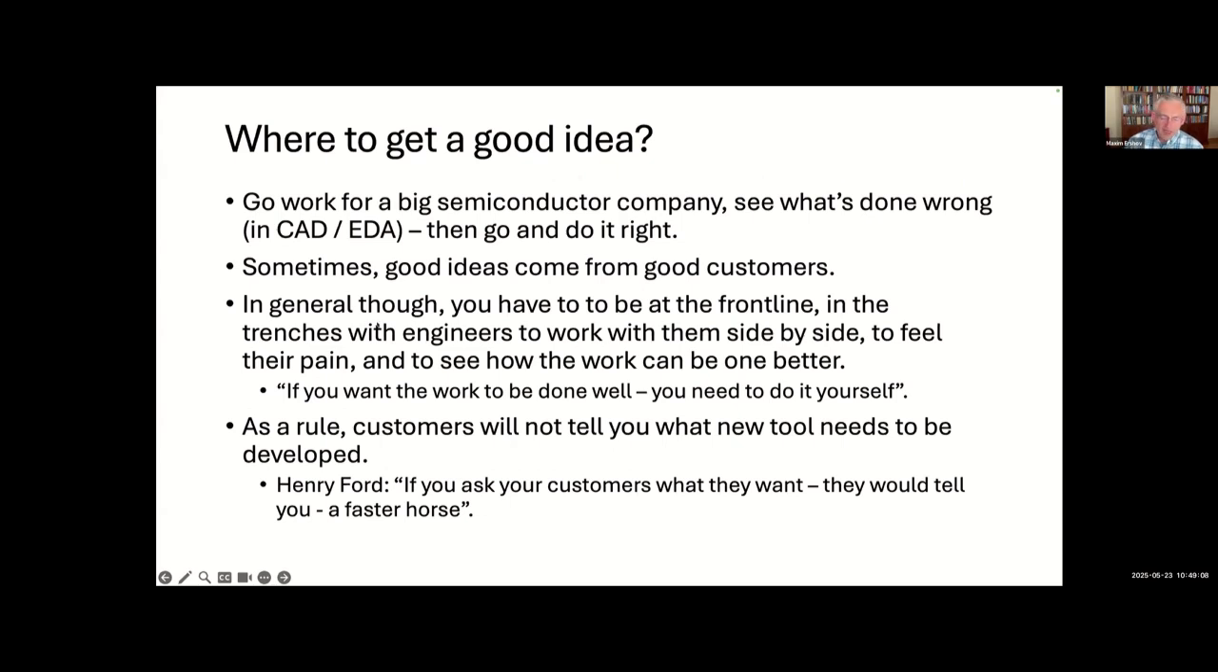In general, my experience has shown that in order to get good ideas, you have to be at the front line, sitting in the so-called trenches with engineers, to do the work with them side by side, to feel their pain, to see the problems firsthand, and apply your knowledge and prior experience to see how they can be solved. I like the saying that if you want the work to be done well, you need to do it yourself.